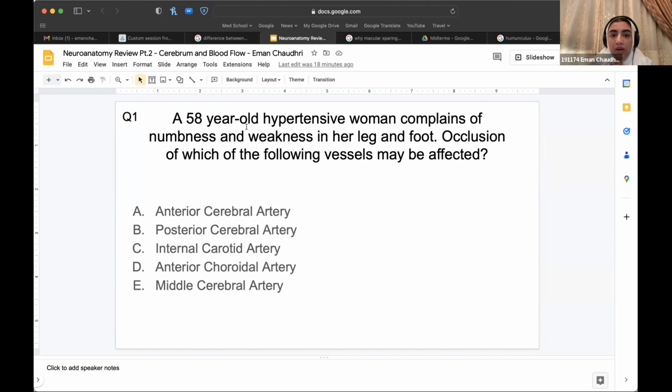A 58-year-old hypertensive woman complains of numbness and weakness in her leg and foot. Occlusion of which of the following vessels may be affected? A, anterior cerebral, B, posterior cerebral, C, internal carotid, D, anterior choroidal, or E, middle cerebral artery.